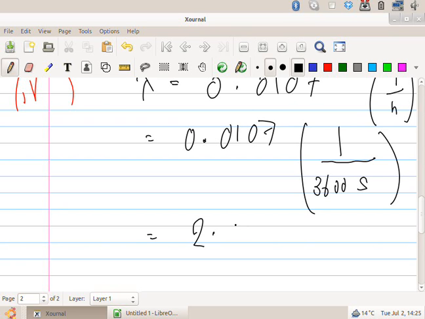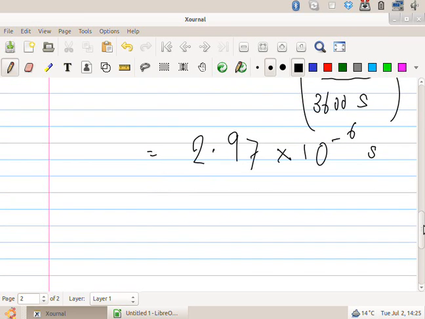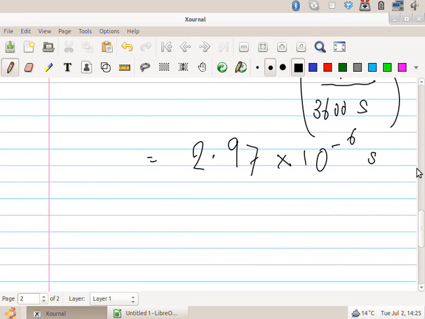Two point... times 10 to the power of -6. Thank you. Now he wants the half-life, and there's a formula for half-life. It's given in the formula book. If you look at the bottom of page 2, you get the half-life equals log 2 divided by your lambda.